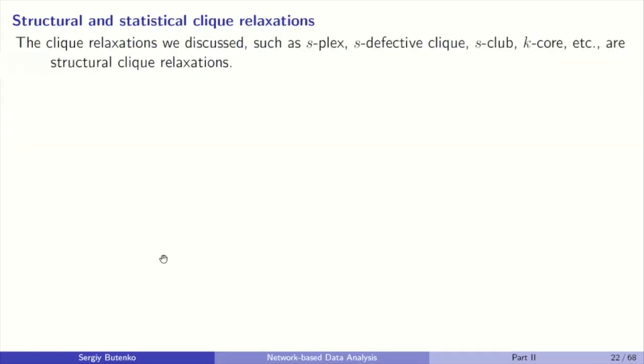And then the last block that we're going to add to this taxonomy is structural and statistical clique relaxations. All the relaxations that we discussed so far can be thought of as structural clique relaxations.